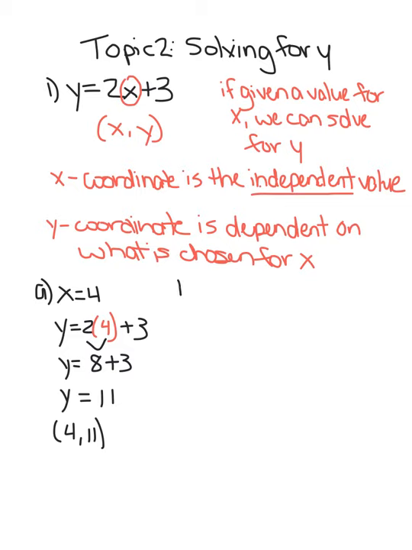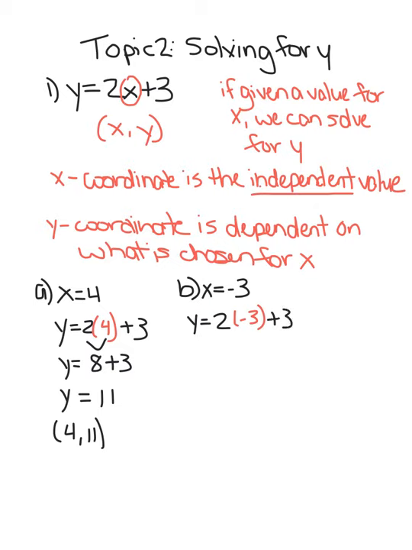I'm going to do a subset B here. So for the same number 1 problem, now let's change and make x equal -3. So x equals -3 this time. We're going to do the same equation. We have y equals 2 times the -3 instead of x, plus 3.